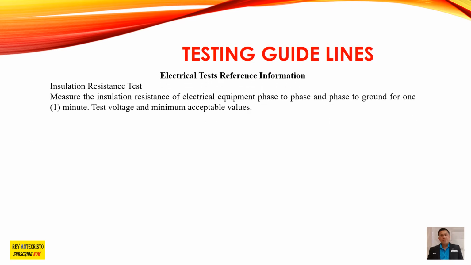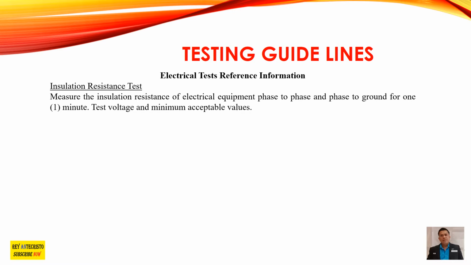And we have electrical test reference information. This is for the insulation resistance test. If you are working in construction, you always hear this phrase: proceed for IR. Proceed for IR. We do the continuity test. We do the IR test. So this is the insulation resistance test.